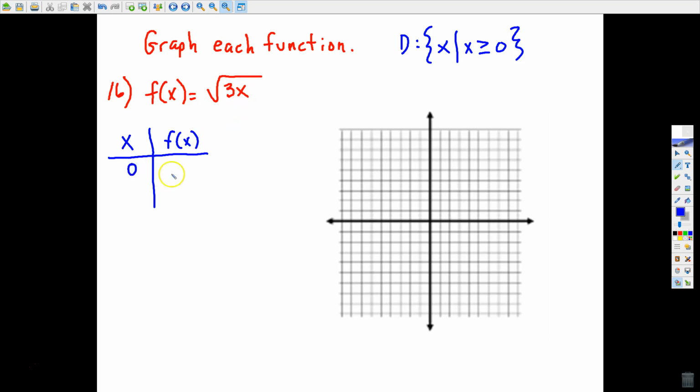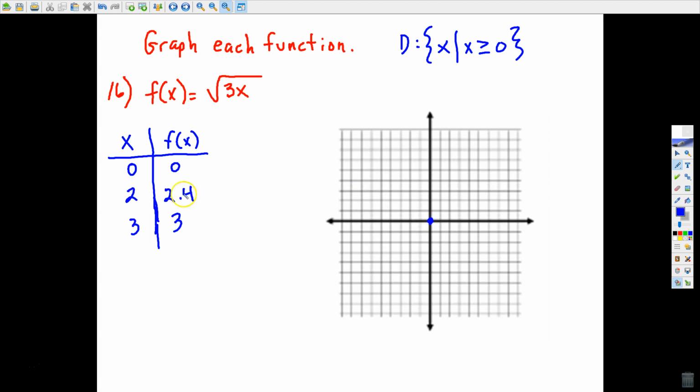So let's just do some inputs. If I do x is 0, then f of 0 is 0. Let me just do f of 2. So this would be the square root of 6. So you might want to grab your calculator, and the square root of 6 in decimal form is 2.45. I'll just say 2.4. And then maybe a non-decimal, like if I let x be 3, we get the square root of 9, which is 3. Okay, and that should be good enough.